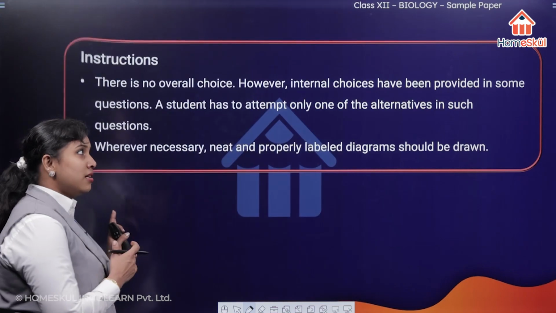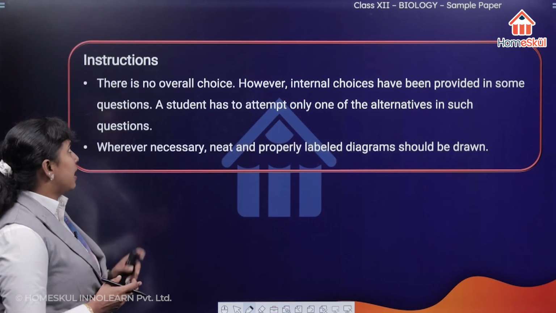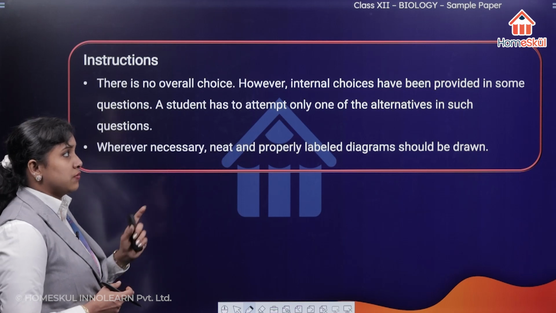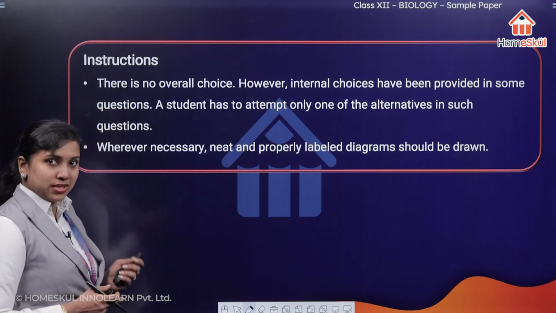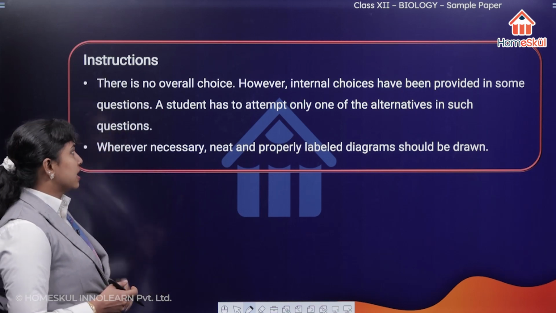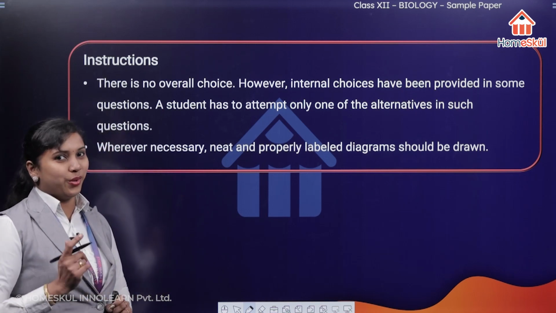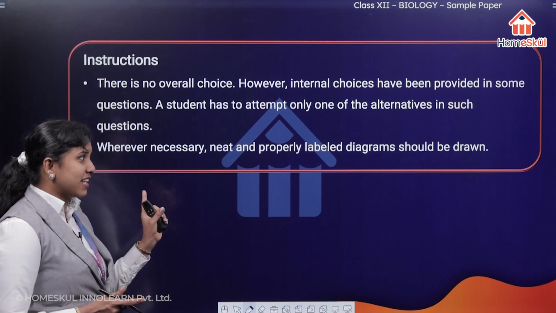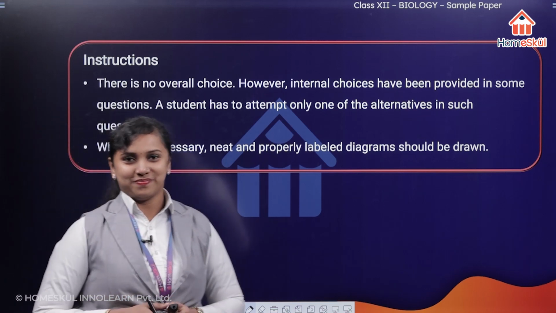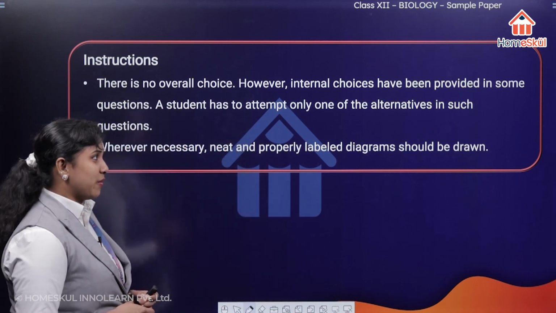There are certain internal choices. There is no overall choice, but some internal choices have been provided in some questions, and the student has to attempt only one of the alternatives in such questions. And don't forget, wherever necessary, neat and properly labeled diagrams should be drawn. Let us move on to the questions.